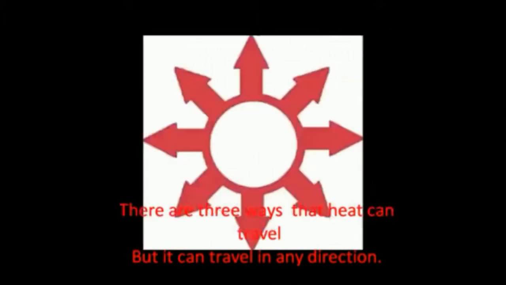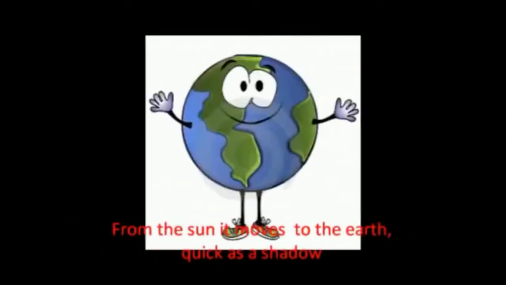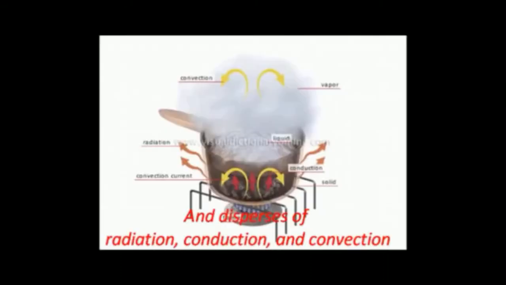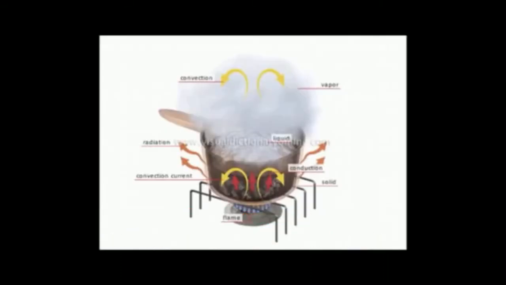There are three ways that heat can travel, but it can travel in any direction. From the sun, it moves to the earth quick as a shadow and disperses in radiation, conduction, and convection.